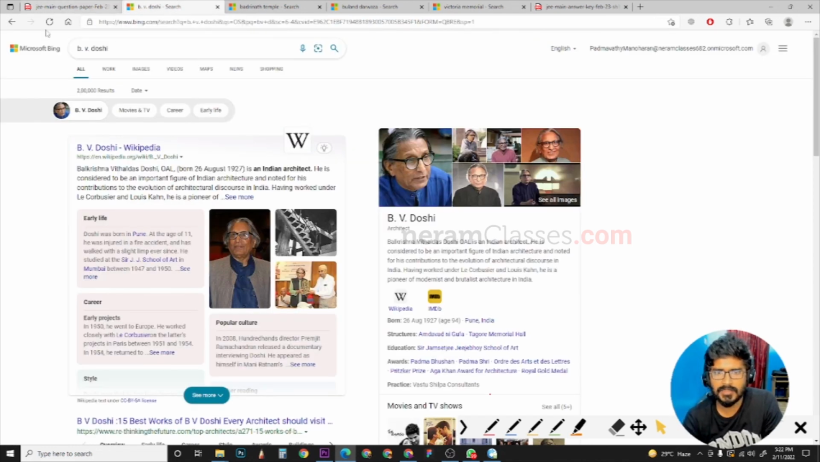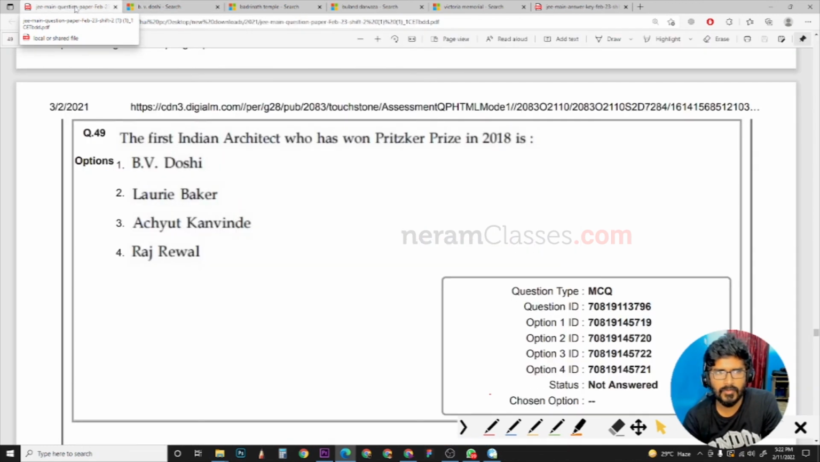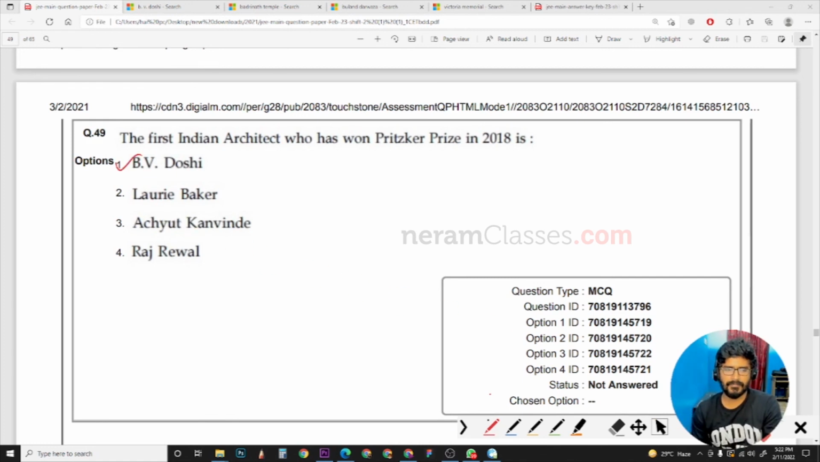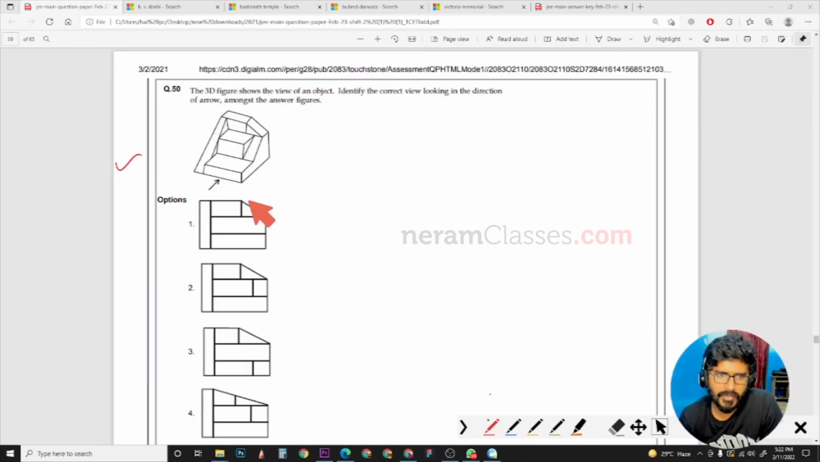He assisted Louis Kahn for the design of IIM Ahmedabad. IIM Bangalore has been done by him. There are a lot of other projects. He is the one and only Indian architect who got this Pritzker Prize, B.V. Doshi, in 2018. Now the question number 50, we need to find out the elevation for this 3D figure.